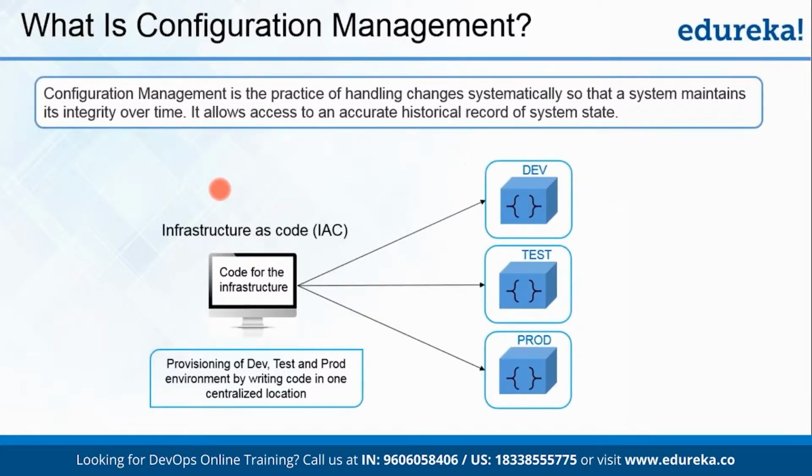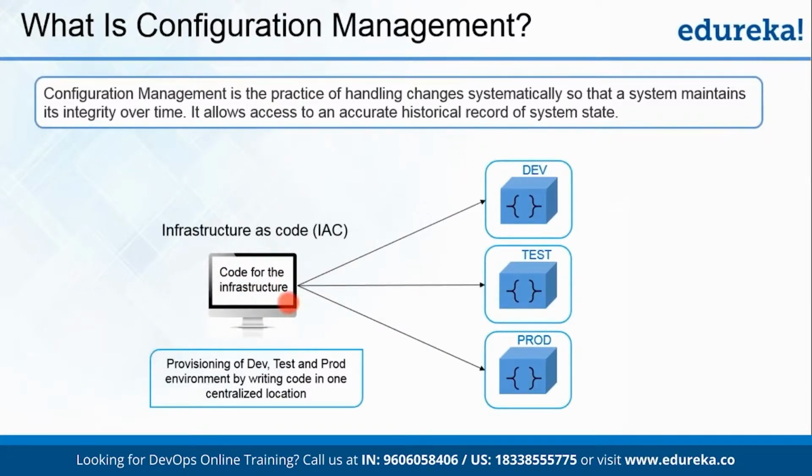Now what is infrastructure as code? Infrastructure as code simply means that you're writing code for your infrastructure. Let us refer to the diagram that is present in front of your screen. Now what happens, in infrastructure as code, you write the code for your infrastructure in one central location. You can call it a server, you can call it a master, or whatever you want to call it, alright? Now that code is deployed onto the dev environment, test environment, and the production environment.